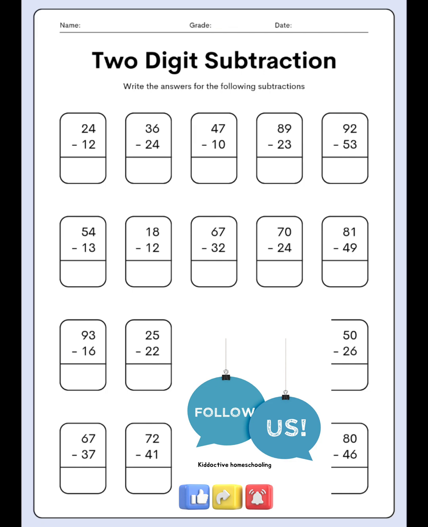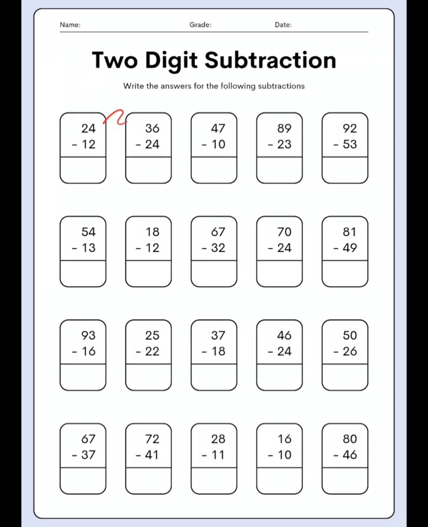Okay, now let's start. Numbers. The upper number is 24 and the lower one is 12. Always see the ones place first. How are we arranging? Tens and ones. In the ones place there are two numbers, 4 and 2. Always see the upper number. If that is more than the lower one, then you can easily subtract.